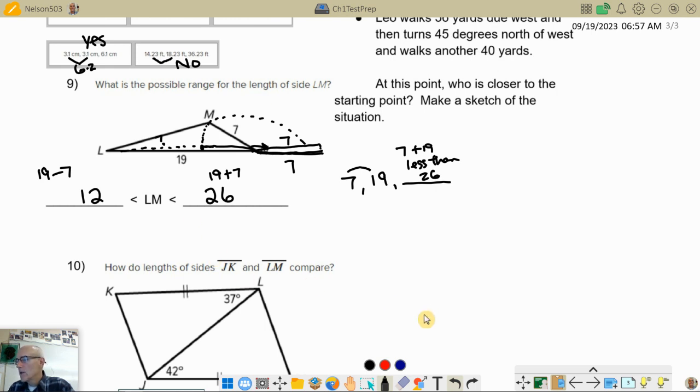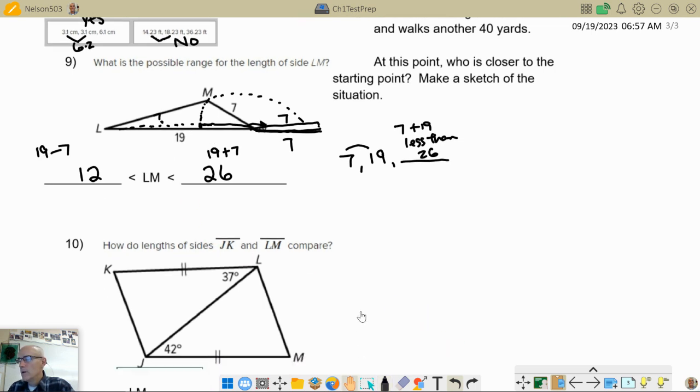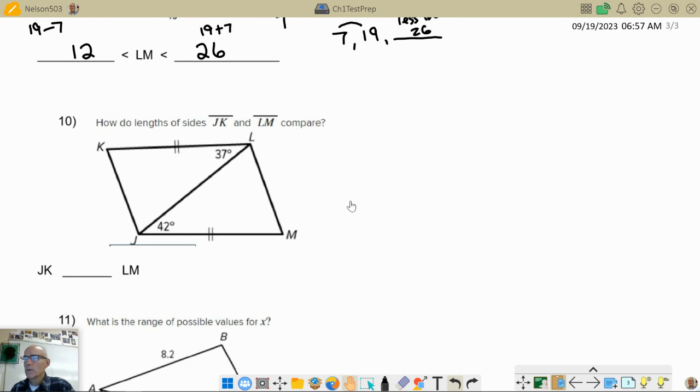How do the lengths of JK and LM compare? Meaning what's the same or what's different about them? Okay, well, JK right here is across from the smaller angle than LM. So LM is longer and this one is shorter than this one over here. So we got to make sure we put the inequality sign the right way. So we're saying JK is less than LM, right? So the little pointy part points toward the shorter side. This is the shorter piece, and this is the longer piece.